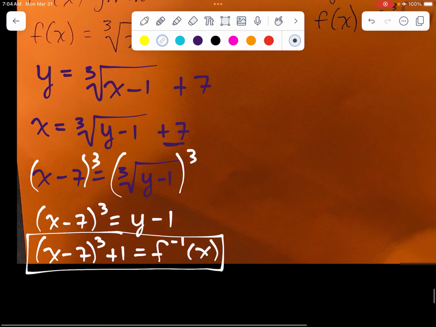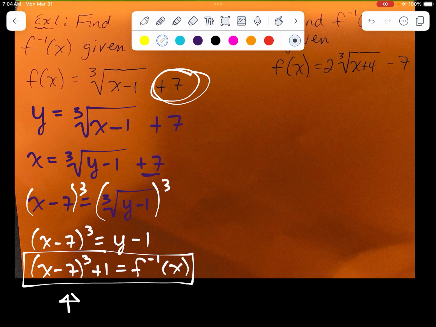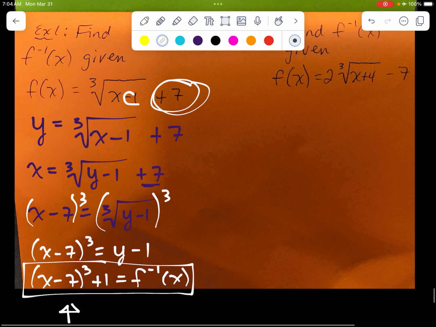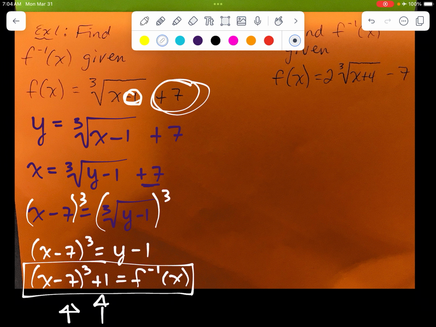Now let's look at what happened here. Let's go back up to the original problem. Notice that positive 7 is on the outside. It's now negative and on the inside of the opposite house, which is to the third power. Notice minus 1 is on the inside of the house. It is now plus 1 on the outside of the house.